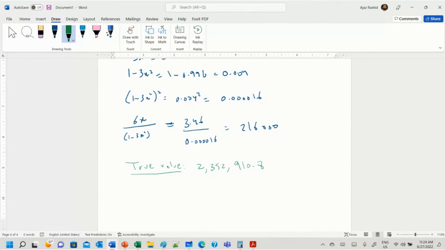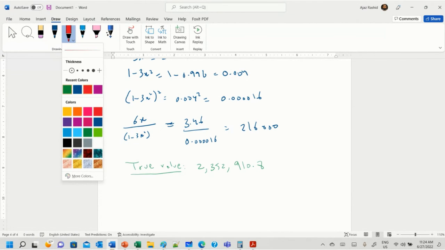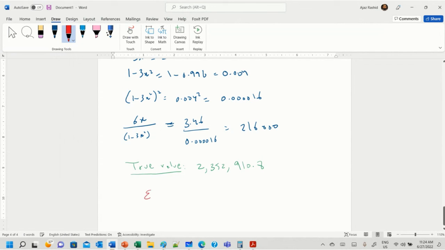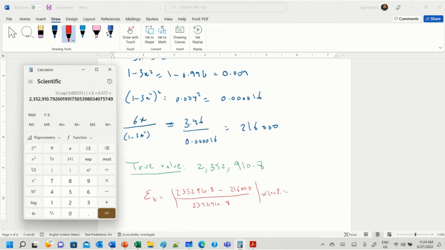And you see the number that we got is only 216,000. If I look at the error in the value, it is the true value minus the approximate value, so 2352910 point minus 216.